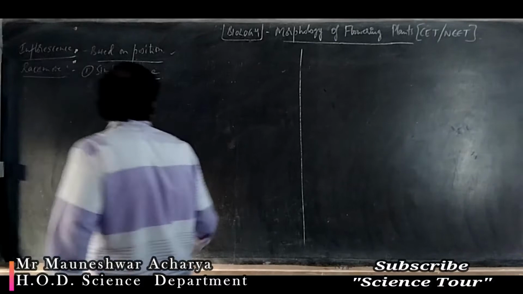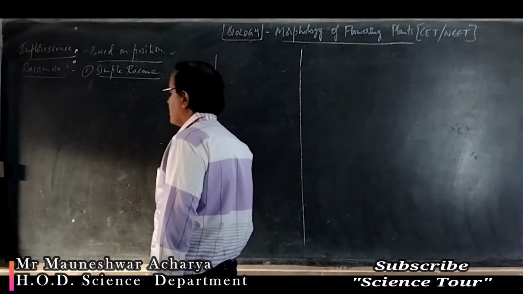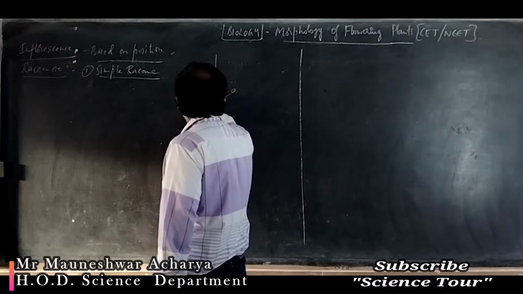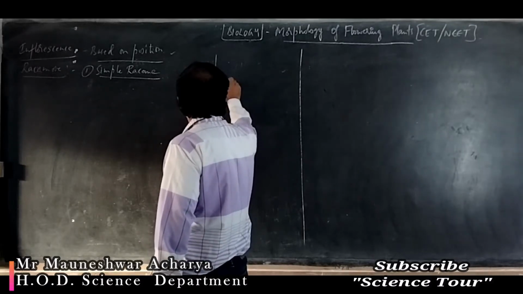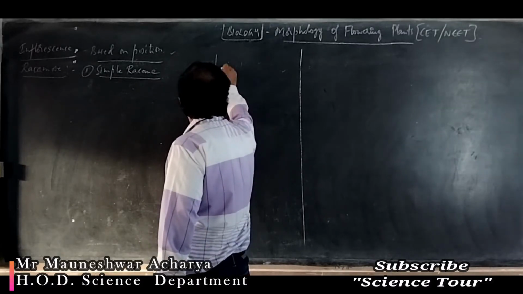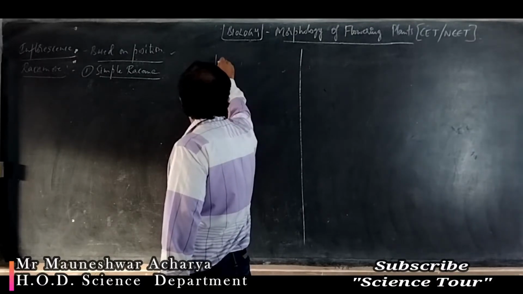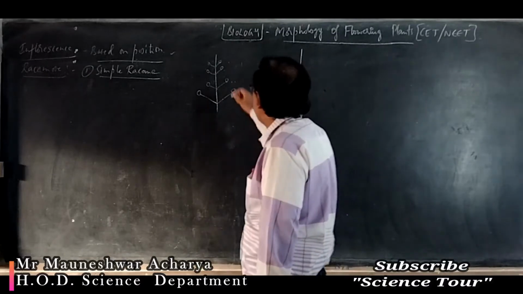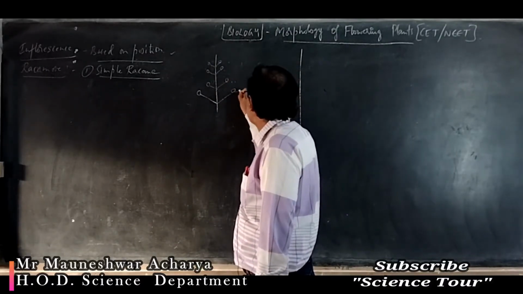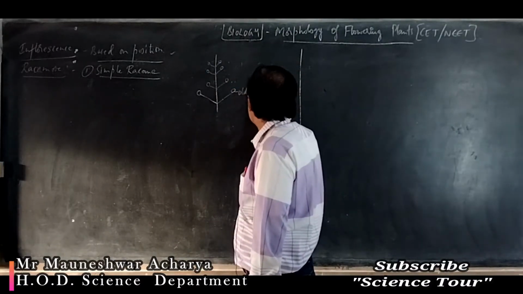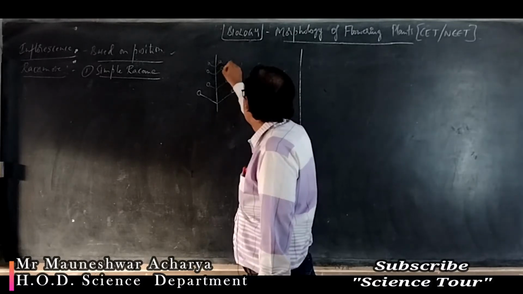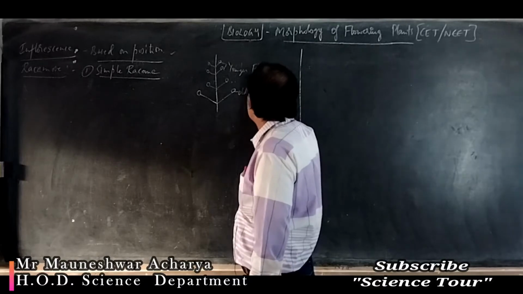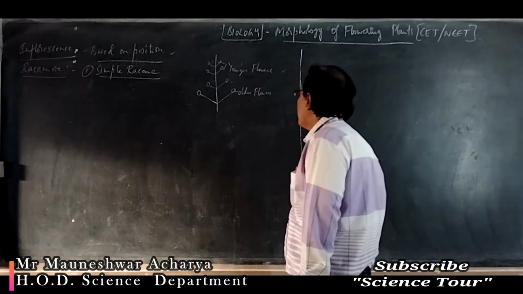See the diagram. If this is the main axis, there are older flowers at the base and the younger ones at the top. The main axis continues its growth. It will not terminate into a flower. Older flowers at the base and the younger flowers at the top. So this is called the simple raceme.